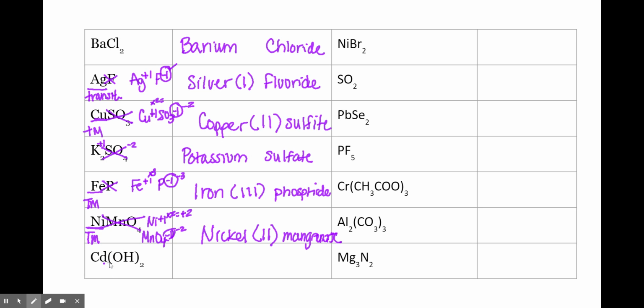Next, I have CdOH2. Cd is found on the periodic table. It is a transition metal, so I have to cross up the charges. It's telling me Cd is +2, OH is -1. Check the charge on hydroxide. It is indeed -1. So we're going to write cadmium, parentheses 2, hydroxide.